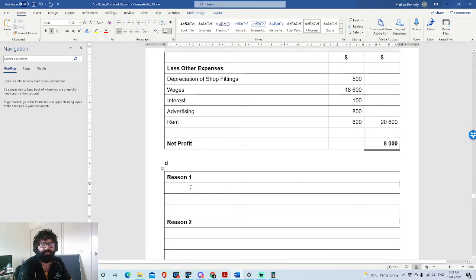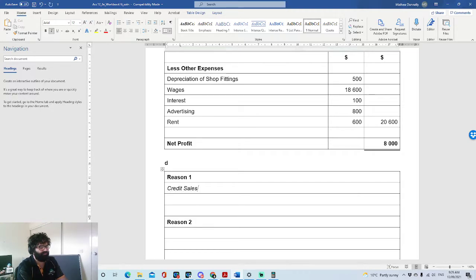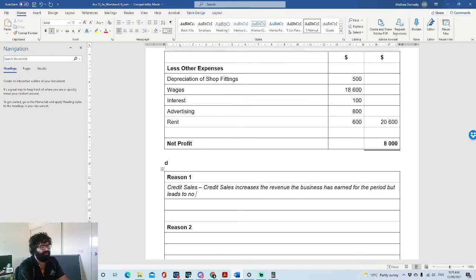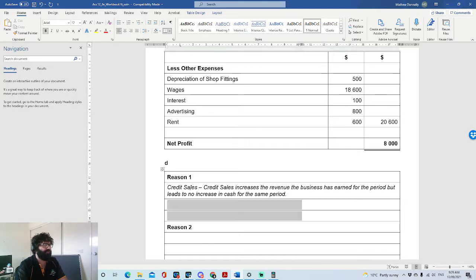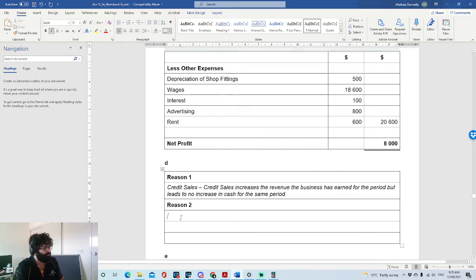D. So, explain 2 reasons why they were able to earn a profit despite suffering a cash deficit. Reason 1, and you got to explain why. I would start with credit sales. And you just got to say credit sales increases the revenue the business has earned for the period, but leads to no increase in cash for the same period. Because you've got to know what's cash, what's profit. That's the main one.